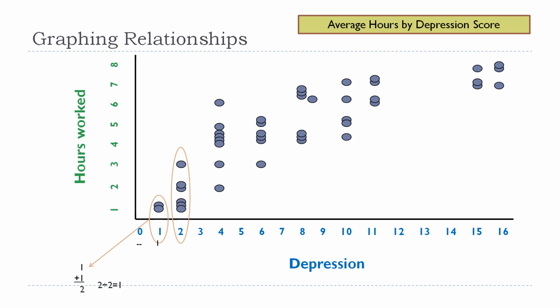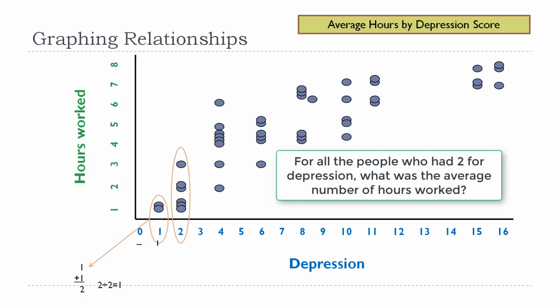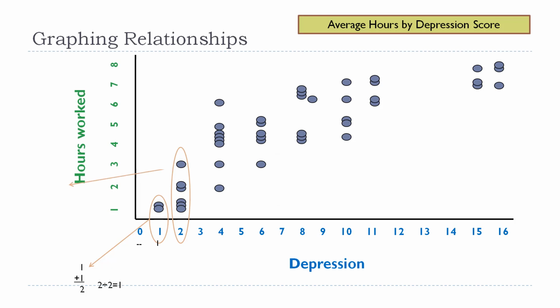So here we have, let's see, 1, 2, 3, 4, 5, 6 people who all scored a 2 on the depression scale. And we want to know, for all these people who were 2s on the depression scale, what was their average number of hours worked per day? So how would that look? Well, we would just add up all those people's scores.